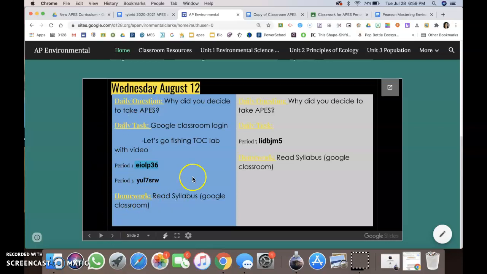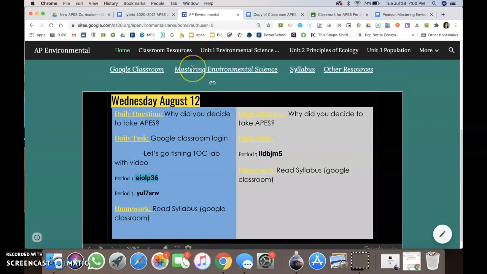So the blue group on Wednesday, August 12th is doing this. And on Wednesday, August 12th, the silver group should be doing this. So you can always access this. You shouldn't have a question of what is the homework, what's going on, what did we do, what did I miss? It's all located in this particular spot.